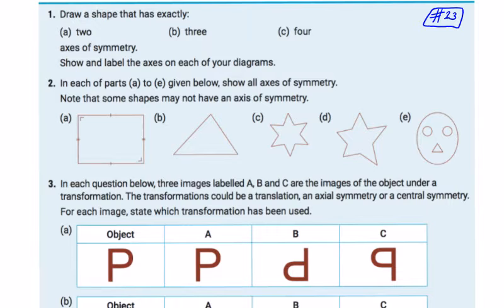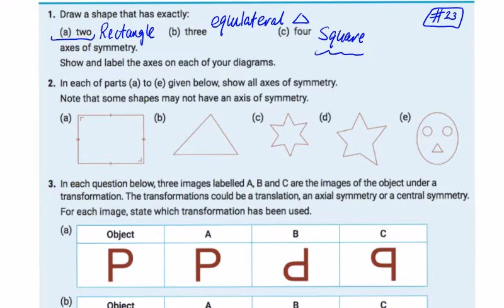Now this is just a little bit of revision. Can you remember an object that has two axes of symmetry? A rectangle. Go back and look at axes of symmetry if you don't know the answer to these. 3 will be an equilateral triangle. You're asked to draw them here, but I'm just going to put them down. And 4 will be a square. 5 will be a pentagon. 6 will be a hexagon, and so on.